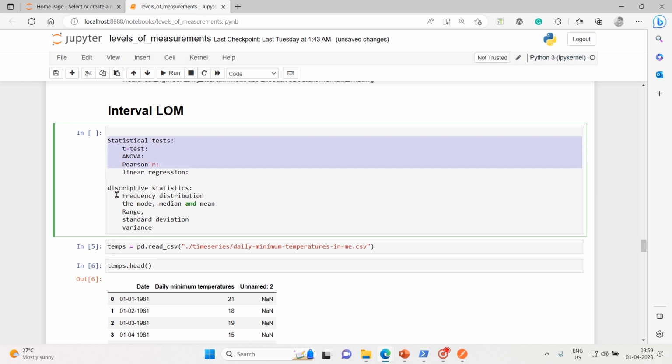On top of that, we have some statistical tests, and we will look into all these statistical tests when we start with machine learning.